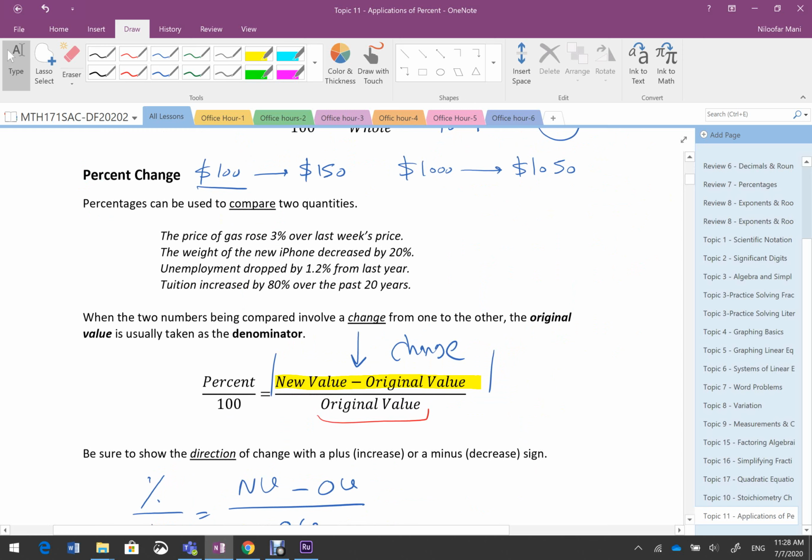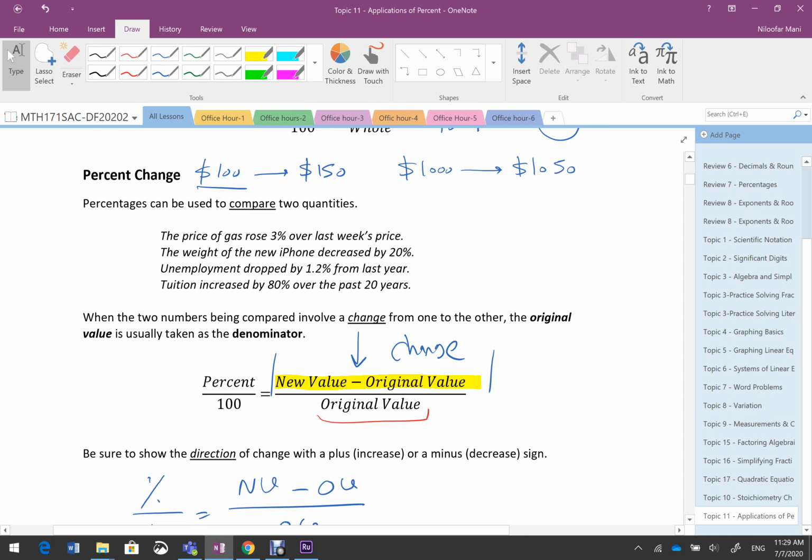Now I want to talk about percent change. As you hear, percent and change. So here a change is involved. I have an old value, I have a new value, and of course I have a change, because I have new value minus old value. That's a change. But what's the reason I say percent change? Maybe I can give you an example. If I have something for $100 and the next week the price is going to be $150. Let's say I have something else for $1,000 and the next time I go to buy this thing, it's $1,050.